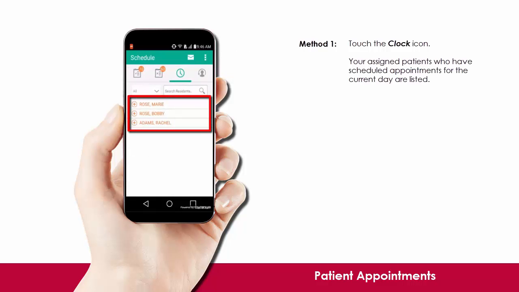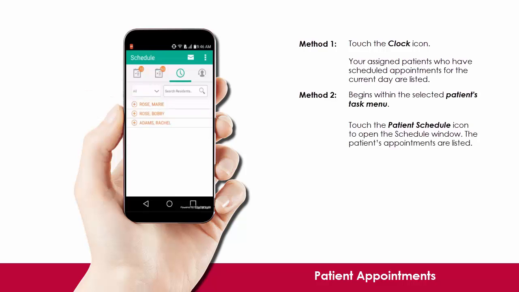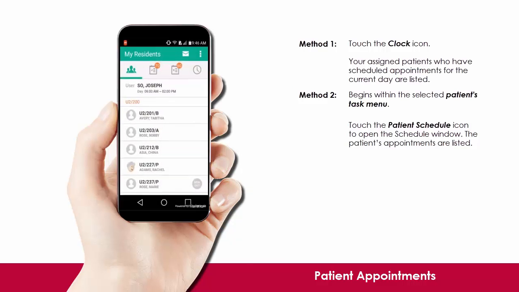Your assigned patients who have scheduled appointments for the current day are listed. For each patient, touch the plus sign icon to expand and view the patient's scheduled appointments. Touch the minus sign icon to collapse the patient's scheduled appointments. The second method, to access only a specific patient's scheduled appointments, begins with the selected patient's task menu.